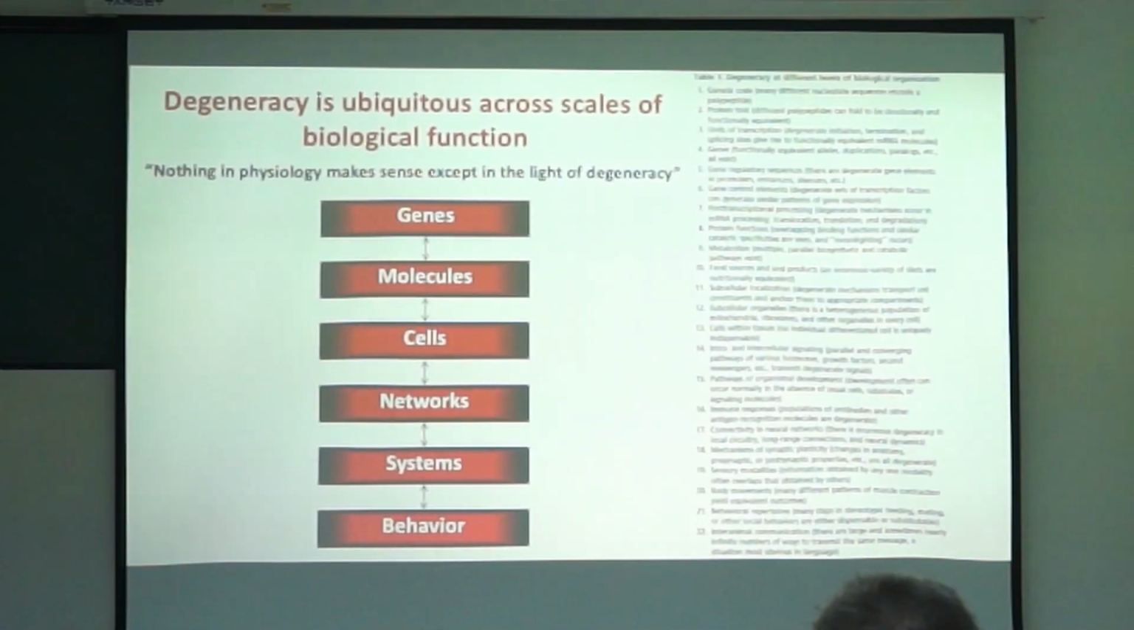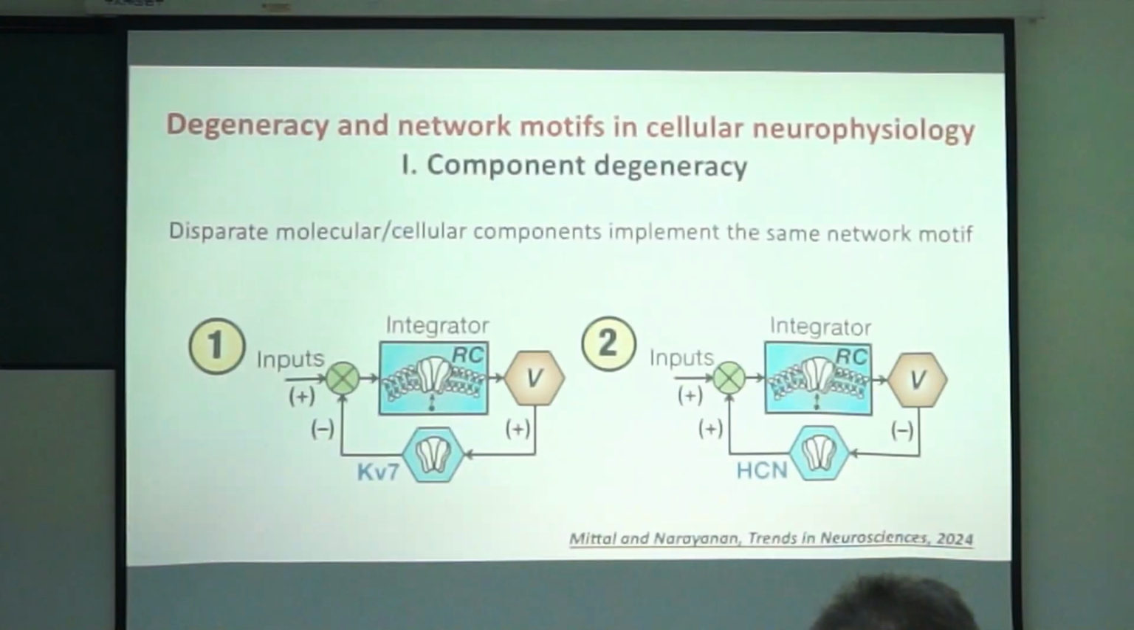Right? So this is a table from that Edelman and Gally paper, and you will see examples all the way from genetic code to interanimal communication in terms of language over here. Right? And once you place it within the motif framework, once you place it within the complex system framework, defining degeneracy becomes much easier.